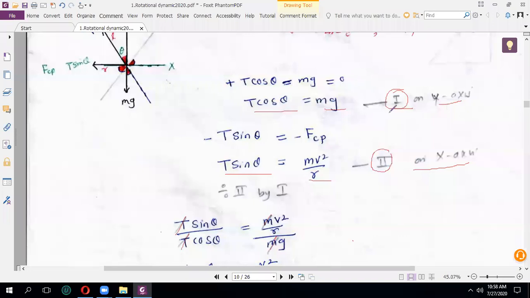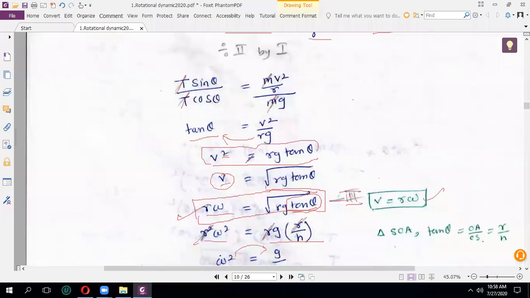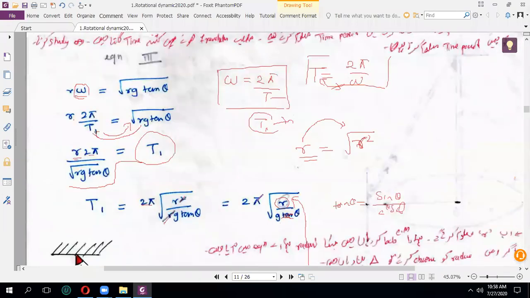So this was my equation 1 and this is my equation 2. What you do: square both equations and add them. What to do for the time period without the trigonometry sign? Add the equations and square. Square the equation, okay? Not square root. Square the equation. So again come to the last point.